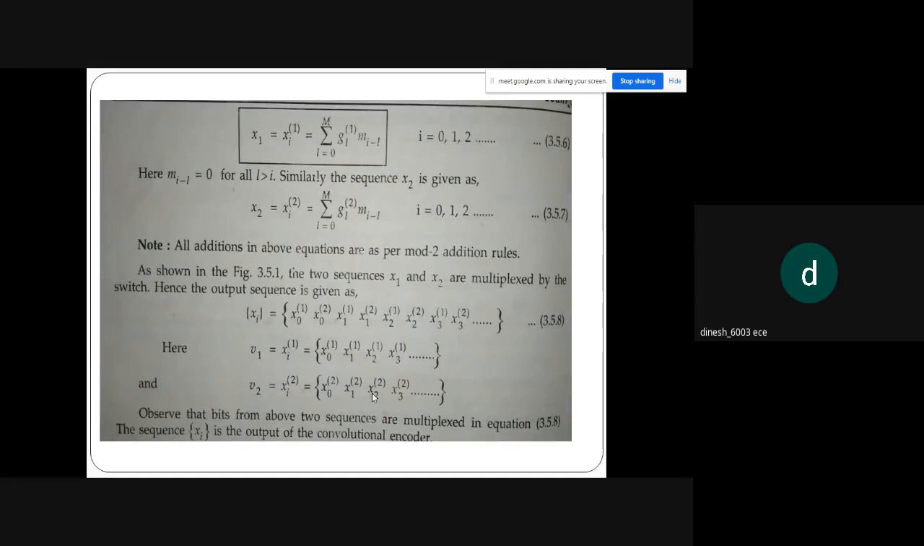The convolution can be done by using modulo 2 addition, where x1 can be obtained as xi of 1, which is summation l equals 0 to m of Gl of 1 times M of i minus l, where i varies from 0, 1 till L. Similarly, the sequence x2 can be obtained as xi of 2, which is equal to summation l equals 0 to m of Gl of 2 times M of i minus l, where i varies from 0, 1 till L. Note that here the additions are done based on modulo 2 addition.